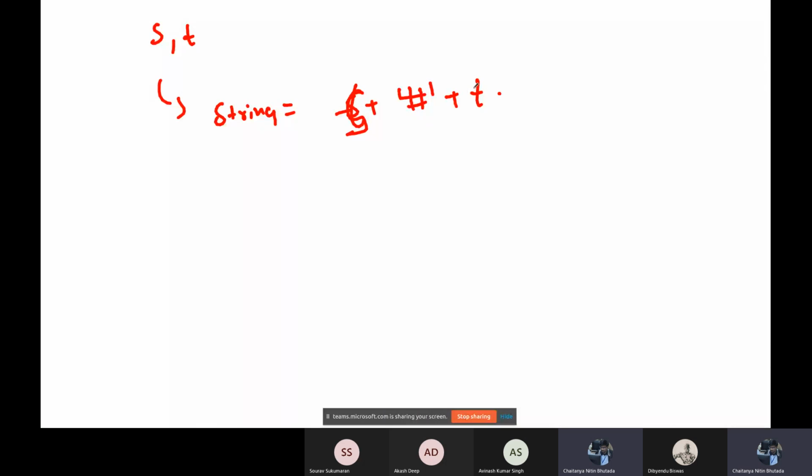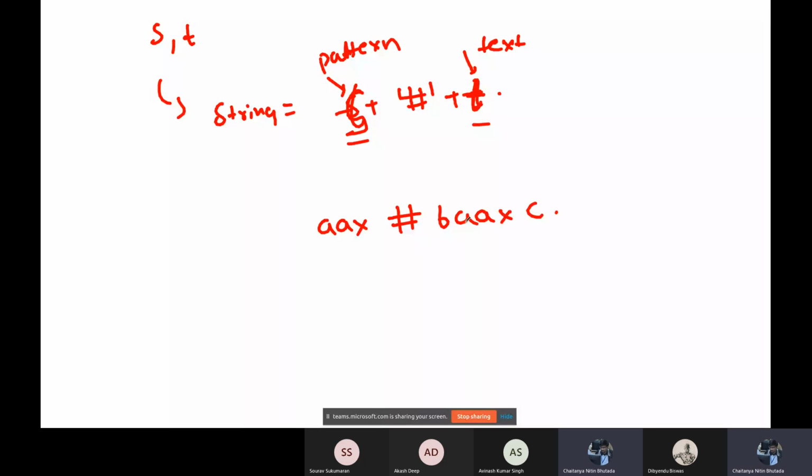We are given a pattern s and a text t. So this is the pattern and this is the text, and to check, we calculate the pi value of this new string. Suppose we have to check aax in a string baaxc. The value of pi here will be 3, which will match this pattern.